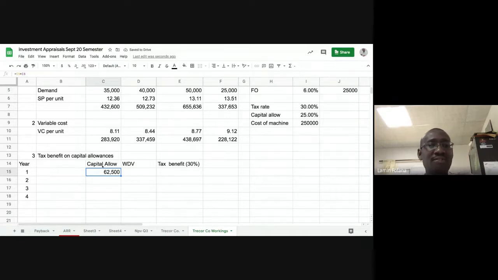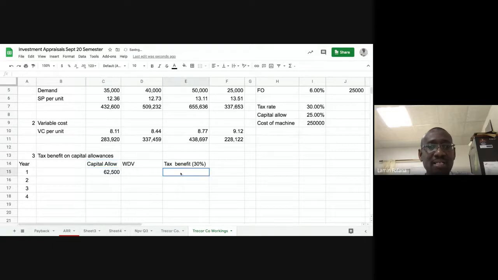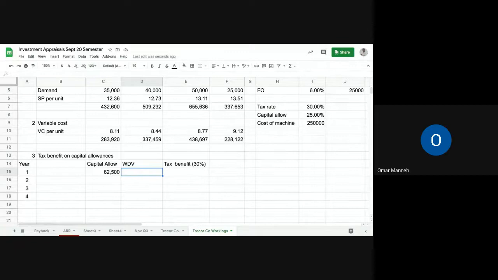So here you have your capital allowance, and then you have your WDV and then the tax benefit. So how can we calculate our WDV for the first year, our net book value, or our written down value? When we are calculating capital allowances, we don't say net book value, but we say written down value. So what will be our written down value in year 1? I think that will be equals to.